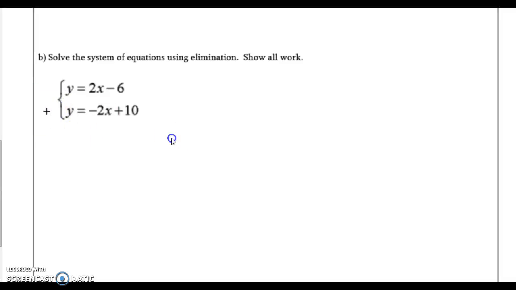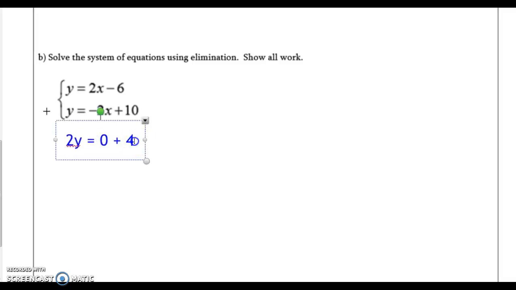I'm going to add straight down everything that I see. So I know y plus y, that's going to give me 2y. I'm going to bring down the equal sign. I also know that 2x plus negative 2x is equal to 0. Last but not least, I know that negative 6 plus 10 is equal to 4. So I've added together this entire equation with this other entire equation. And now from the system of equations, I have one individual equation.